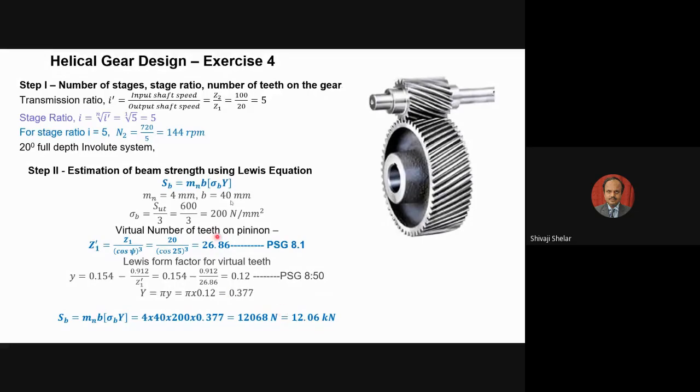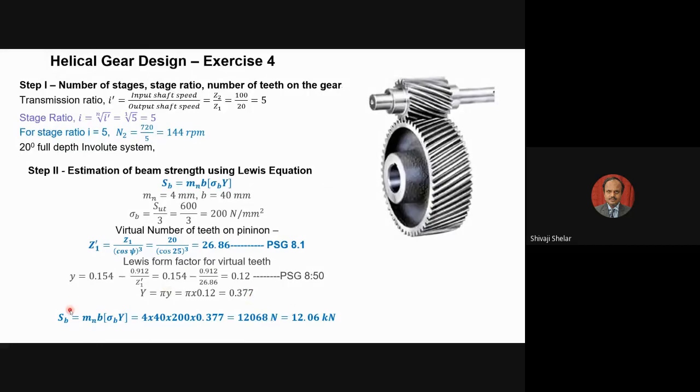This step is very important, the calculation of small y and capital Y. Even though standard tables are available, since we have a virtual number of teeth, this calculation will be in fractions, and the tables available for y and capital Y values are in a ratio. Then again you have to do the interpolation. Instead of doing interpolation, you can refer to the formula on page number 8.50. Between the table value and the calculated value of y for the same number of teeth, you will find a small difference.